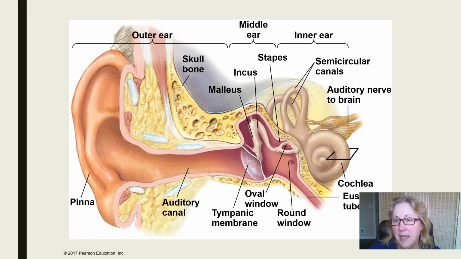So everything after the little oval window and the round window here, that's all the inner ear, where we have the semicircular canals, which are part of our system of balance and proprioception, and then the cochlea, which is how we hear sound.